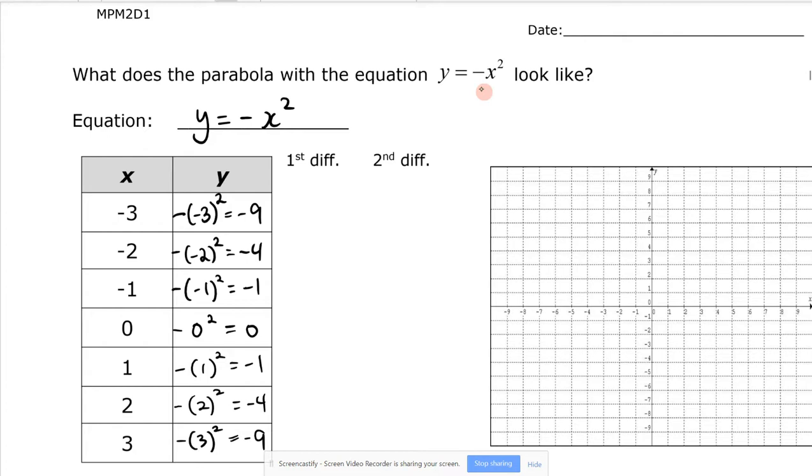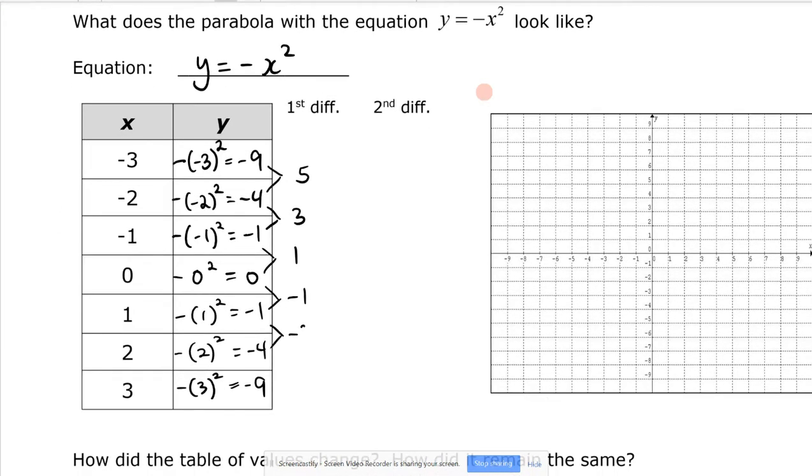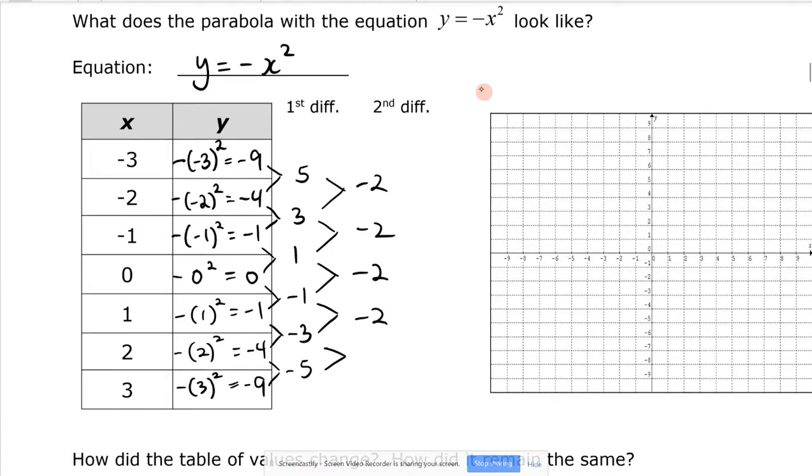Now I can also do first and second differences. Negative 4 minus negative 9 is positive 5. Negative 1 minus negative 4 is positive 3. 0 minus negative 1 is positive 1. Negative 1 minus 0 is negative 1. Negative 4 minus negative 1 is negative 3. And negative 9 minus negative 4 is negative 5. Then if I do the second differences, second number minus the first, 3 minus 5 is negative 2. 1 minus 3 is negative 2. Negative 1 minus 1 is negative 2. And so on and so on. You'll find that all the second differences are the same.